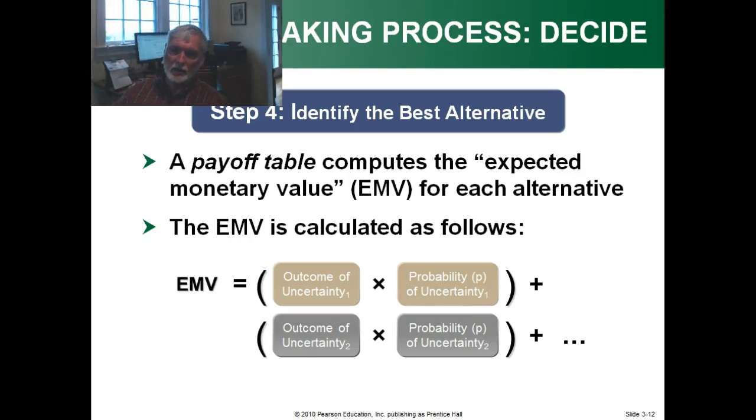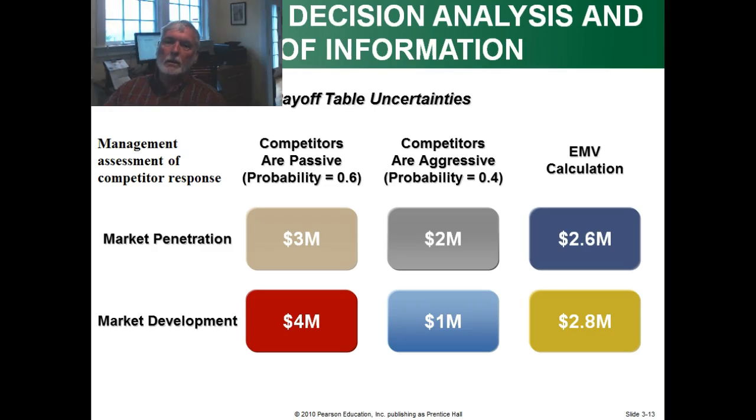So now I can take the expected monetary value for each item by saying expected monetary value equals the outcome of uncertainty times the probability of uncertainty. So let's take a look at that. For market penetration, we're going to multiply 3 million times 0.6 and 2 million times 0.4, and my expected monetary value is going to be 2.6 million by taking the market penetration strategy, whereas my market development strategy will have a slightly better expected monetary value because I'm going to take 0.6 times 4 million and 0.4 times 1 million, 2.8.